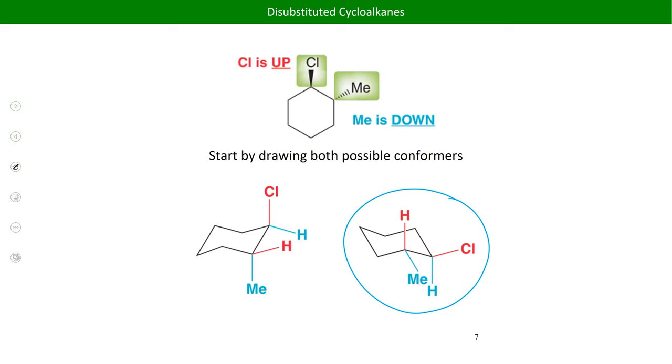If we get a situation like we had on the last one, where one's locked into axial and the other's equatorial, or vice versa, if they're not the same, then we go back to that table. This says which one has the most unfavorable interactions. And we say, okay, well, the chlorine is smaller than the methyl group. So if we have to choose one of them to be axial, we'll put the chlorine axial.